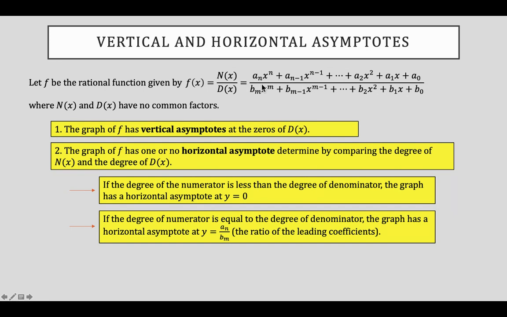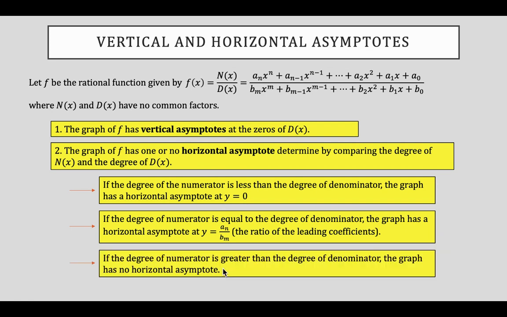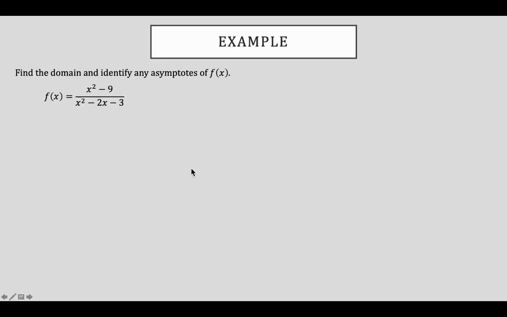So we're going to take the ratio of those two to get our horizontal asymptote if the degree of the numerator is equal to the degree of the denominator. And our final scenario here, if the degree of the numerator is greater than the degree of the denominator, the graph has no horizontal asymptote. So those are our three cases. Let's put this information to work.